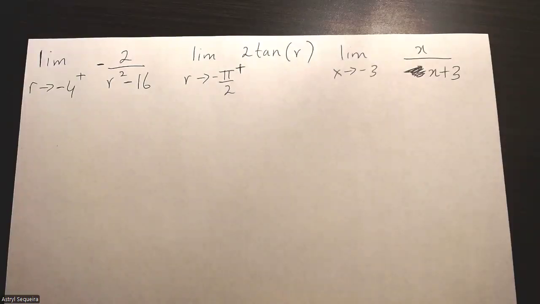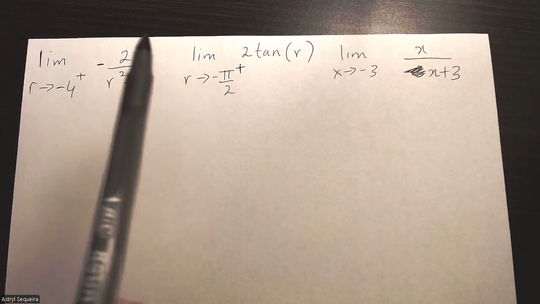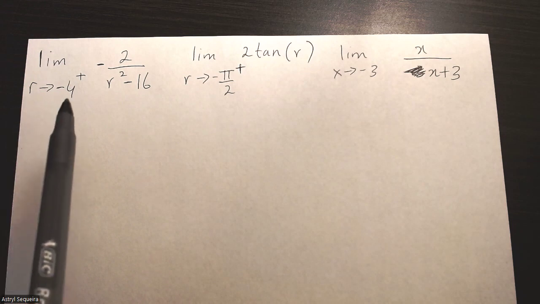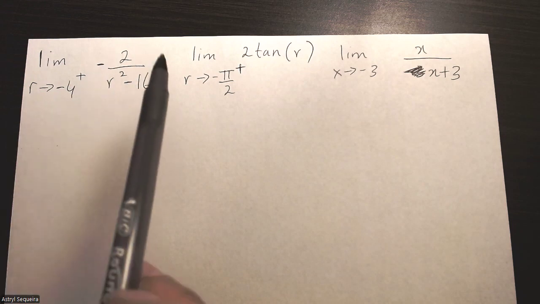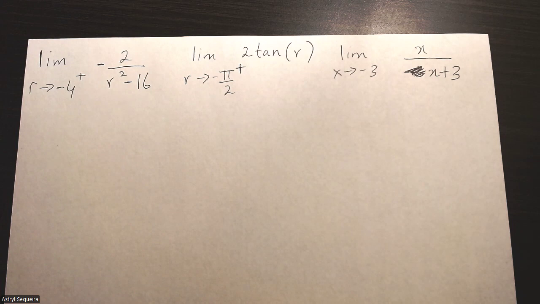All right, in this video, we are going to find the limits of these functions over here, and then we are going to sketch the graphs out and verify that our limits are correct. So let's take a look at the first question here. We have the limit as r approaches -4 from the positive side. Then we have this rational function over here.